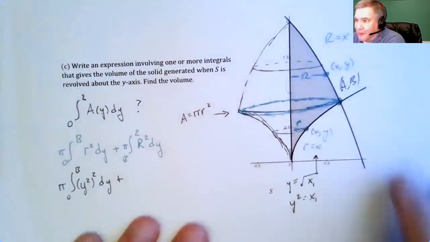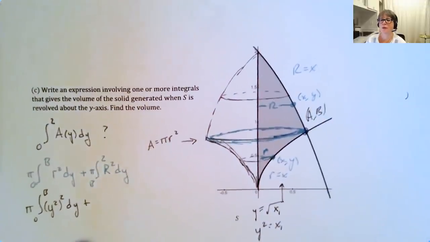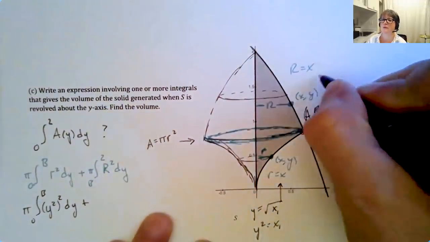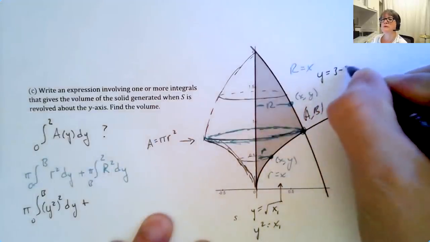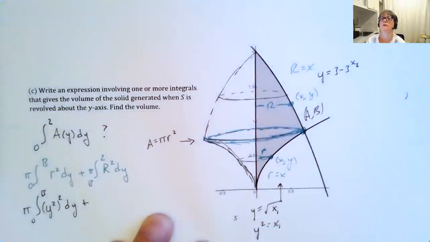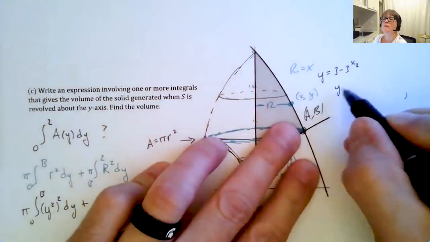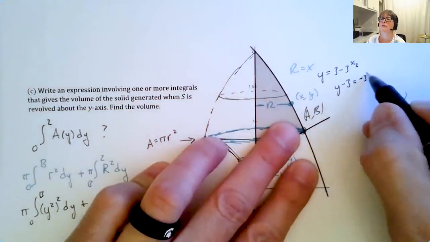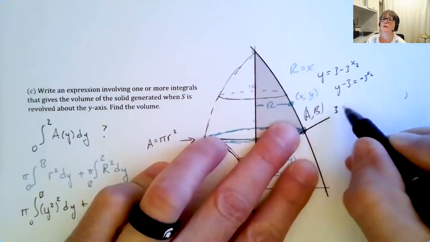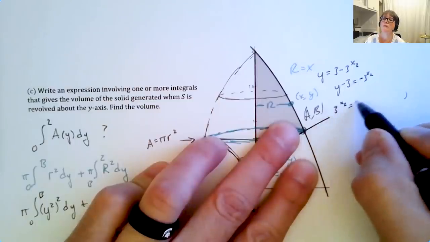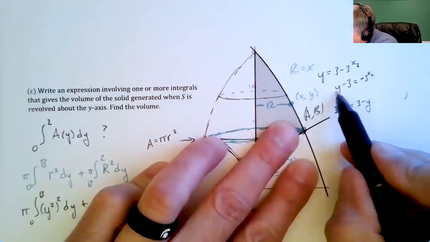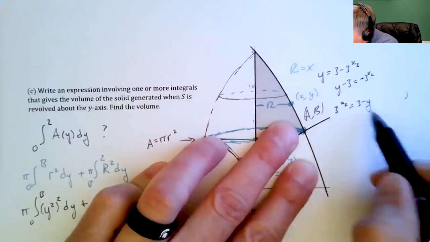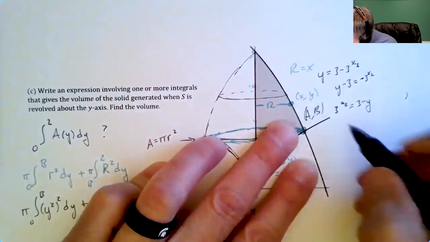And big R, oh my goodness. It was y equals 3 minus 3 to the x. So you've got to subtract 3. Yep. Divide by that negative. I'm actually going to bring that over here. When I divide by the negative, the y becomes negative and the 3 becomes positive. So I'm going to reverse that.